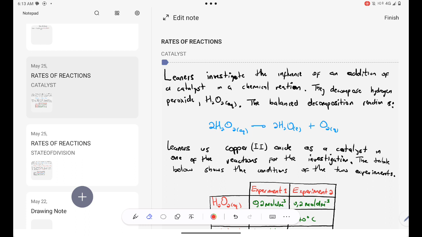In this video, we will be talking about the addition of a catalyst. How does the addition of a catalyst influence a chemical reaction? Before we even start, let's define a catalyst. A catalyst is a chemical substance that speeds up the reaction without being consumed in that chemical reaction.